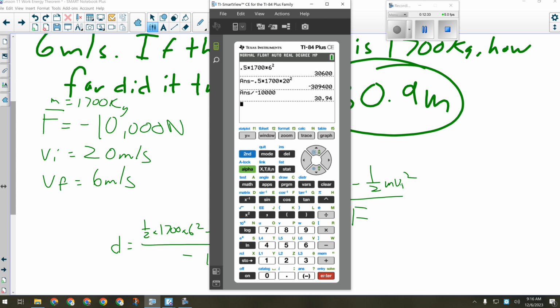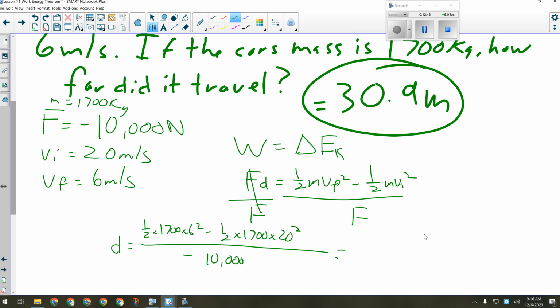gives us 30.9 meters. We actually only have one significant digit there. So it's 3 times 10 to the 1 meters. I make every attempt to never have a question with one significant digit because it just feels wrong, but in that case it happened.